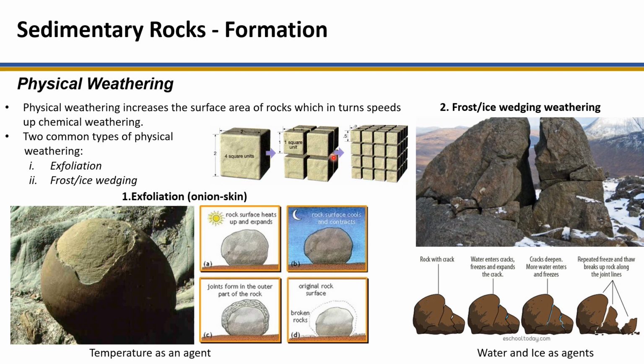And we have two common types of physical weathering. We have plenty, but these are two common types, or products, of physical weathering. One is exfoliation, and the second is frost or ice wedging. Exfoliation is the process of rocks peeling off in thin sections or thin sheets like an onion. It is caused by the expansion and contraction of rock due to changes in temperature. So over time, it becomes like onion skin, when the surface of the rock can be peeled off.